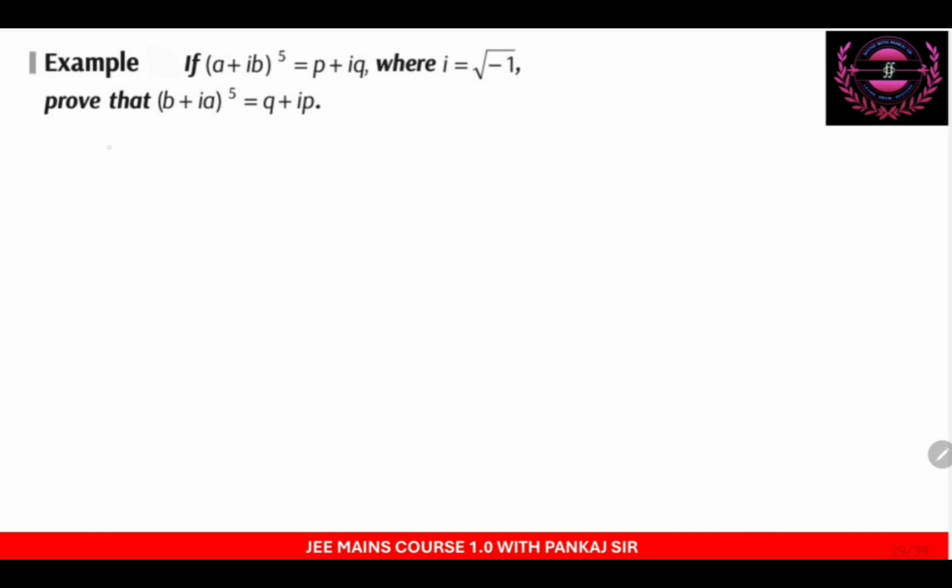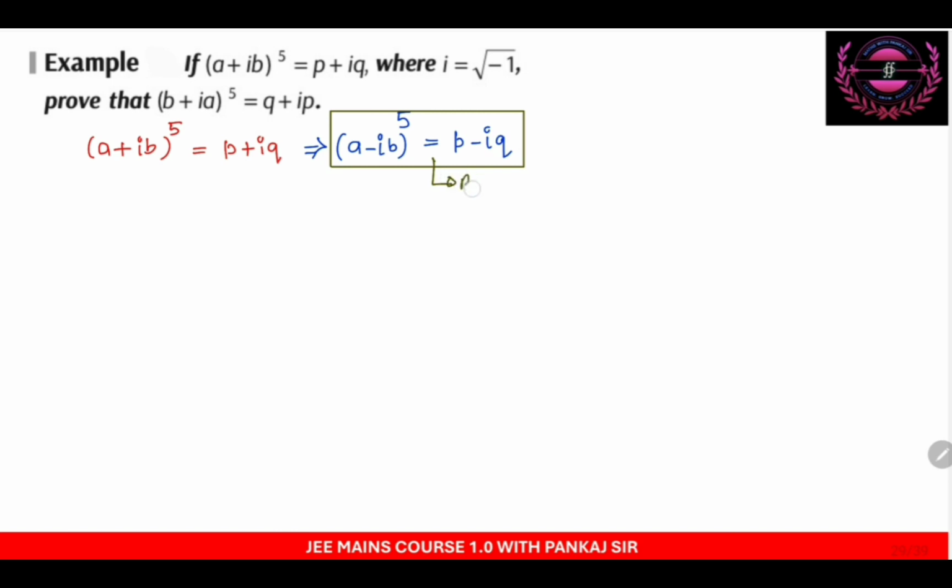Read this example. If it is given (a plus iota b) raised to 5 is p plus iota q, this implies (a minus iota b) raised to 5 is equivalent to p minus iota q. And this conclusion is very easy to understand from binomial expansion. If you have basic knowledge about binomial expansion, then it will be very easy to understand that this expansion will be p minus iota q, because only the terms having iota will become negative, and the even power terms of b will not get affected, because minus 1 raised to any even power is always 1.